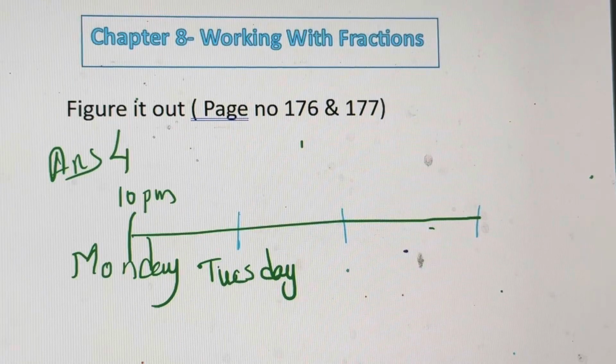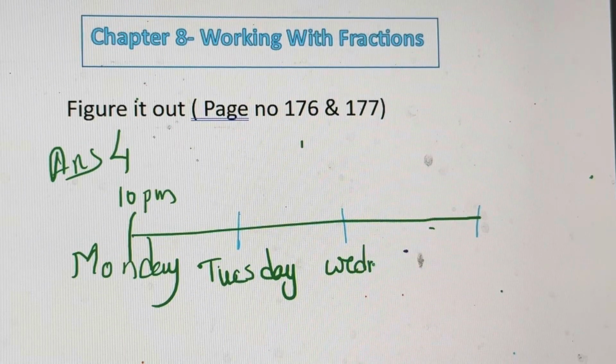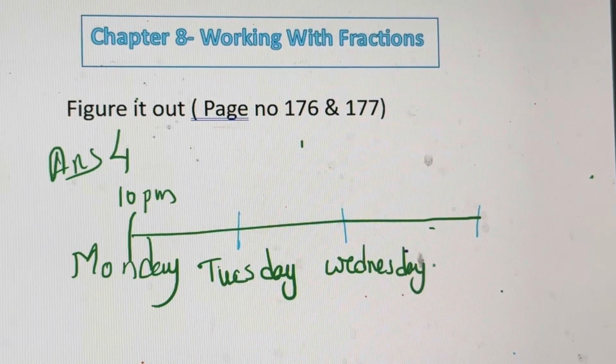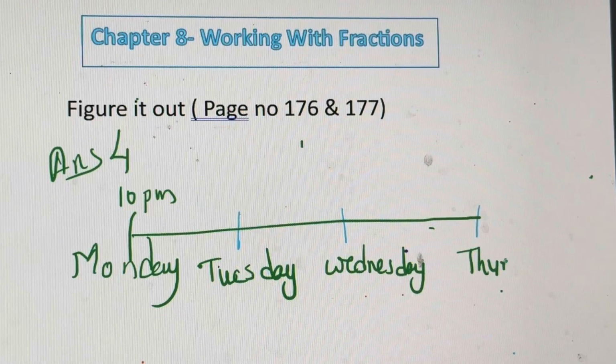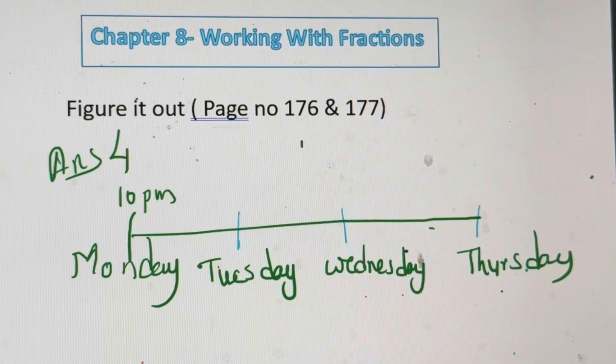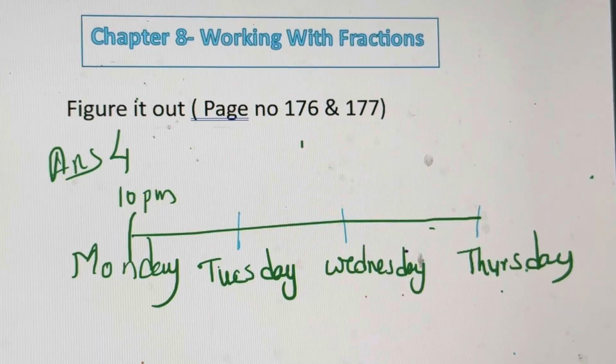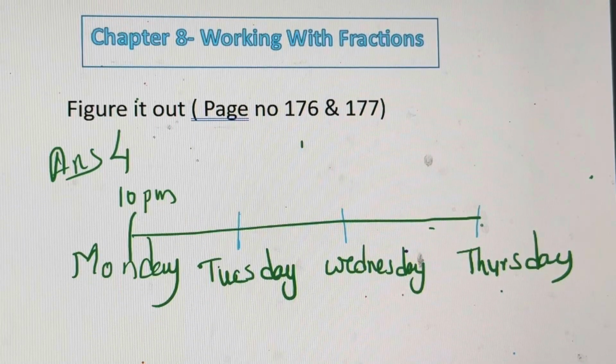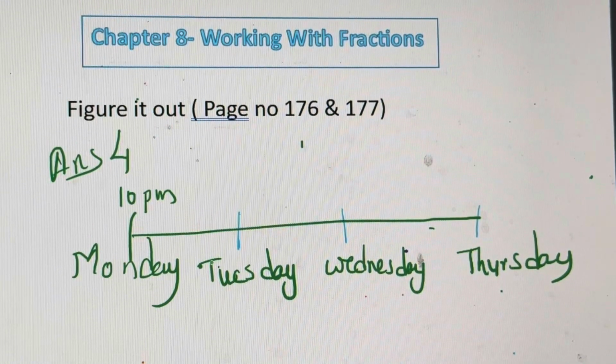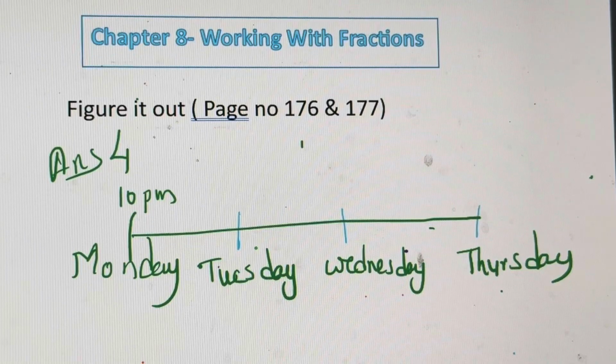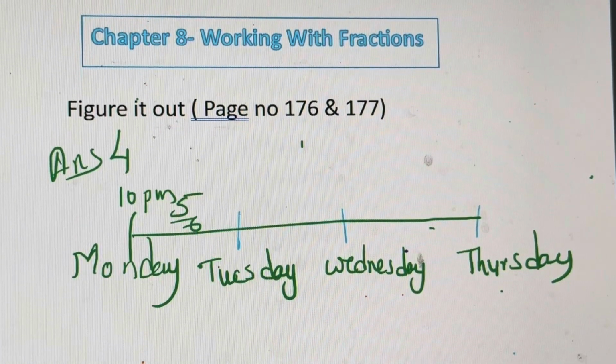Then this one is Wednesday. And this is Thursday, right? So we need to find out how many hours after 10 p.m. will the moon set on Thursday. And what is given? That after each day, the moon sets every day after 5 upon 6.